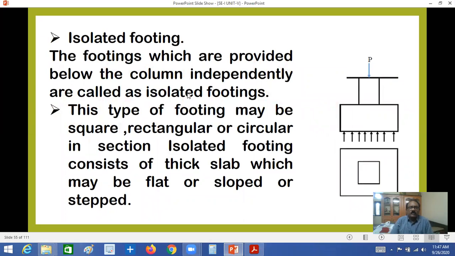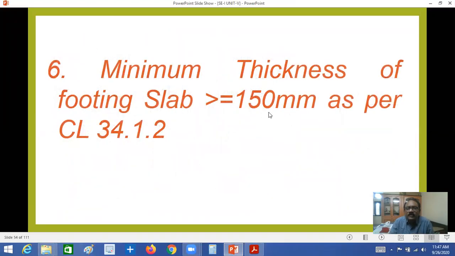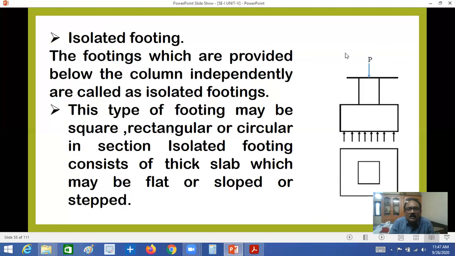What is an isolated footing? An individual footing. There are different types of isolated footings: square, rectangular or circular, whatever the shape. There are again two types: flat footings and sloped footings. Whenever the thickness at the edge is more than 150 mm, if you go for a sloped footing design, you can save some concrete and cement.